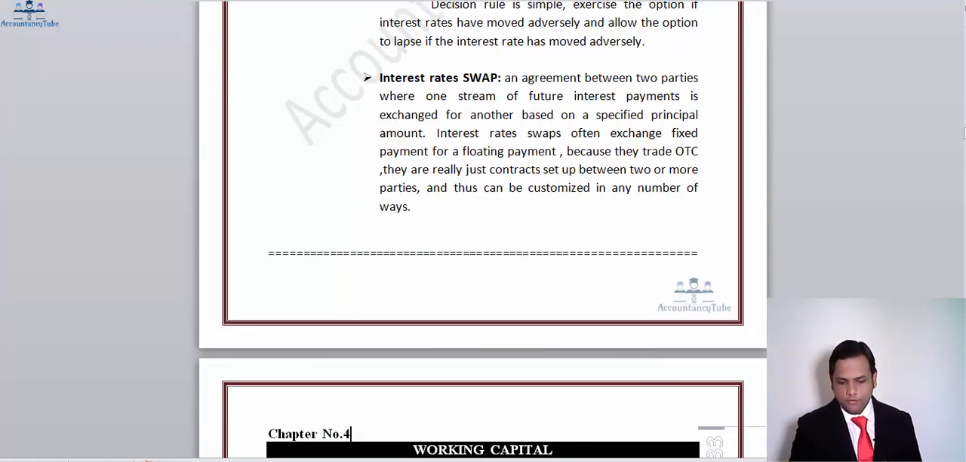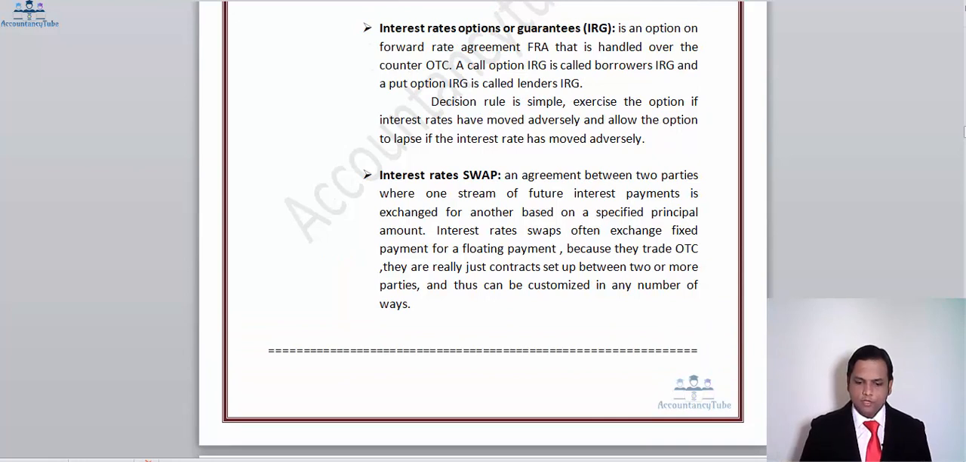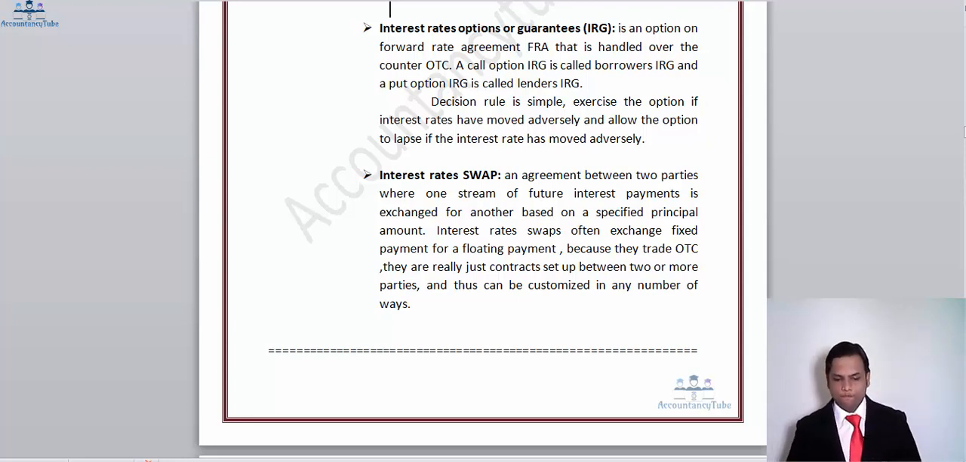Then we have got interest rate options, or guarantees, which is an option on forward rate agreements, FRAs, that is handled over the counter or OTC. A call option is called a borrower's IRG, and a put option is called a lender's IRG. Decision rule is simple: exercise the option if interest rates have moved adversely, and allow the option to lapse if the interest rate moves in your favor.